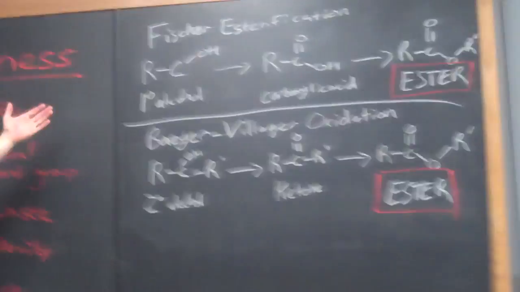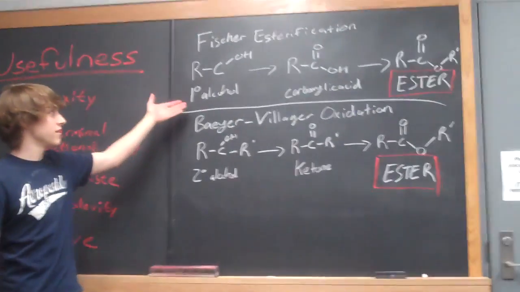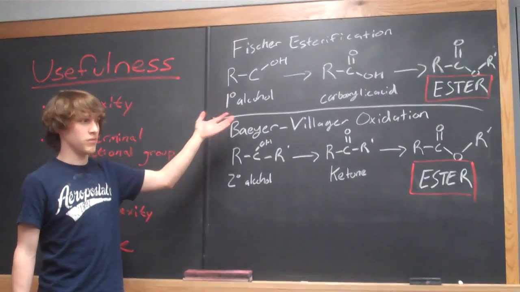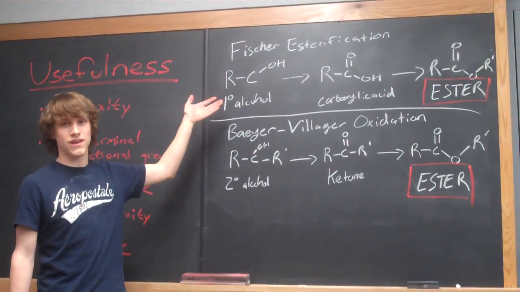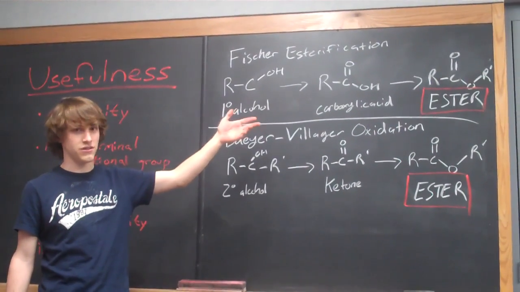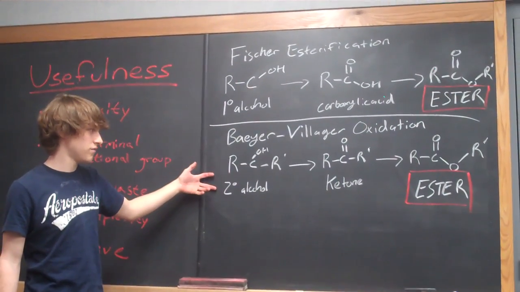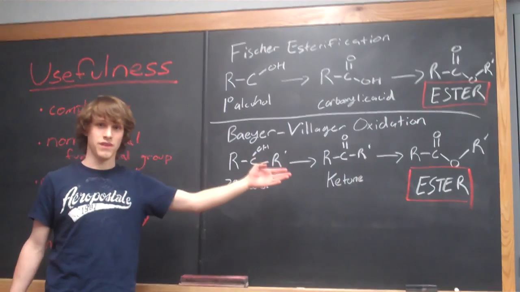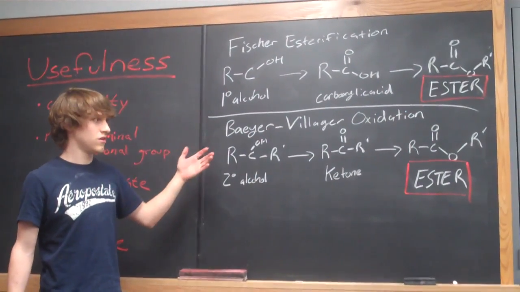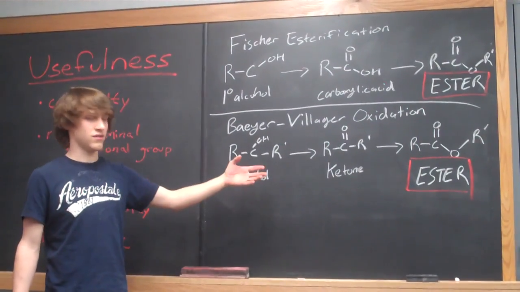Now over here we can see this is the way that we learned prior to make an ester. We take a primary alcohol, turn it into a carboxylic acid in this example. But what we ideally do is use a primary functional group and use Fischer esterification to make an ester. Using the Baeyer oxidation, we can take a secondary alcohol, make a ketone, and then make an ester out of this. This is very important because we can use a much more varied reagents list to make an ester.